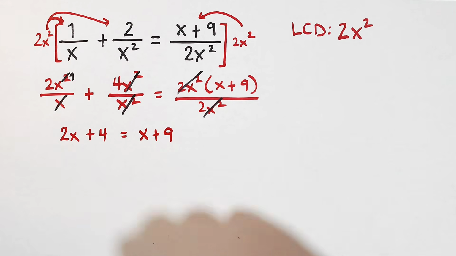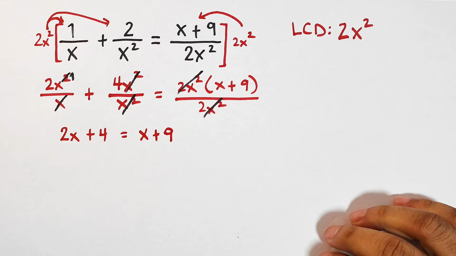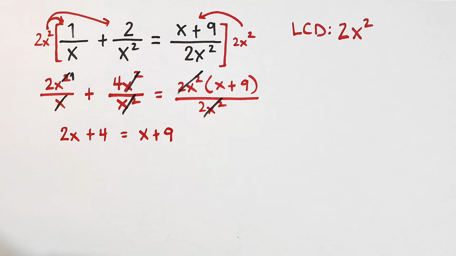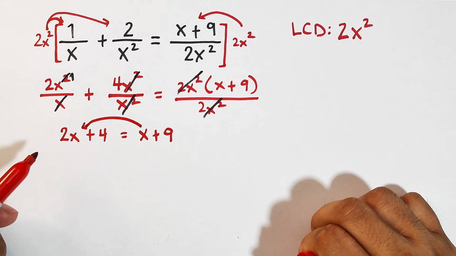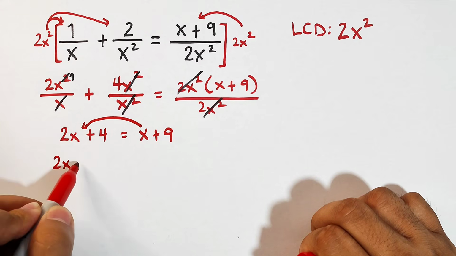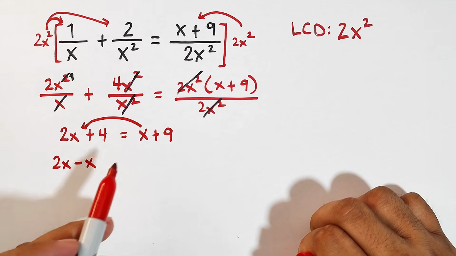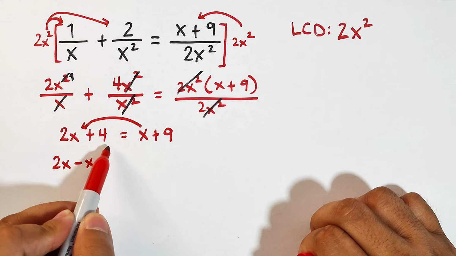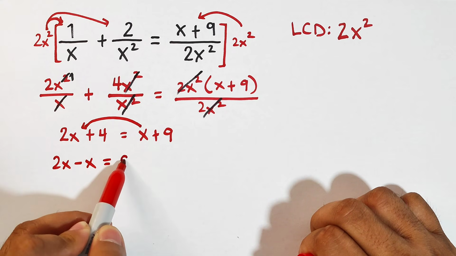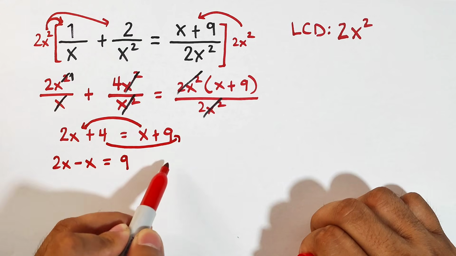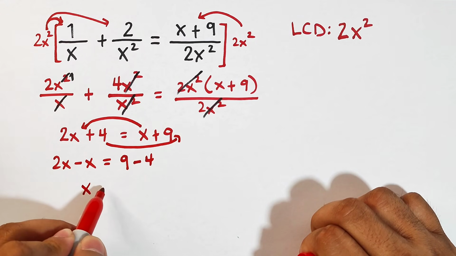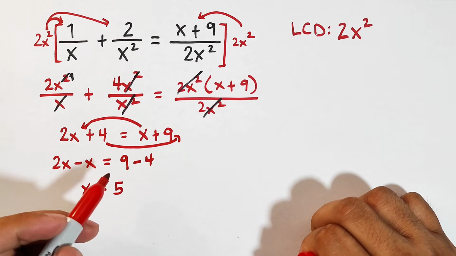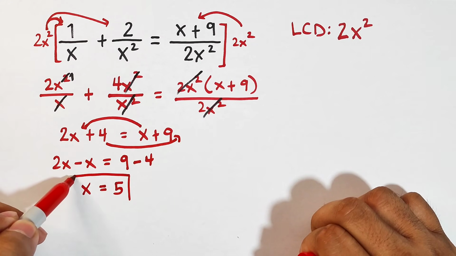As you can see, we have an equation now, which is linear. We will solve for x to get the value of the variable. To solve this, transpose x here. It will become 2x minus x because we need to combine like terms. We will transpose it here. Now, for the coefficients, copy 9 and then transpose 4 to the other side of the equation. This will become minus 4. 2x minus x is simply x, then equal to 5. This is now the value of x.